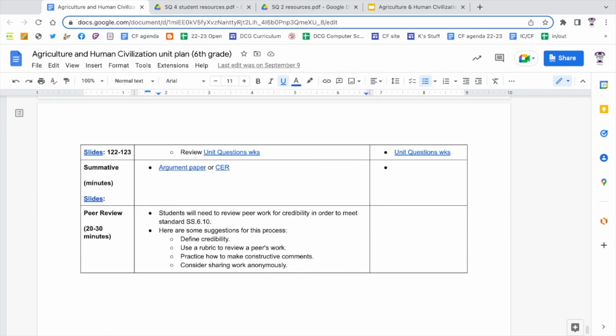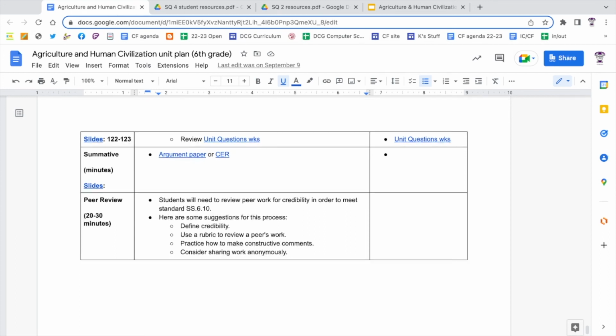One aspect that needs to be covered in this is Standard 10, in which peers review each other's work for credibility. This could be done within the revision process or once the work has been finished.